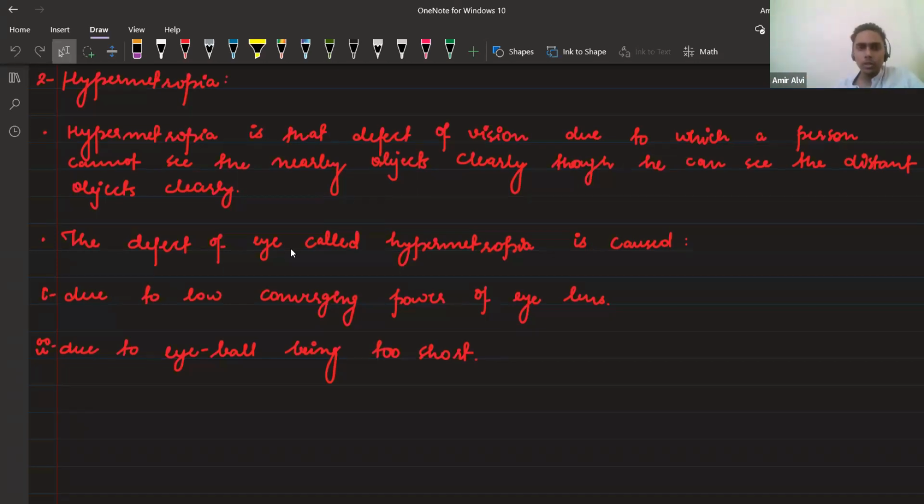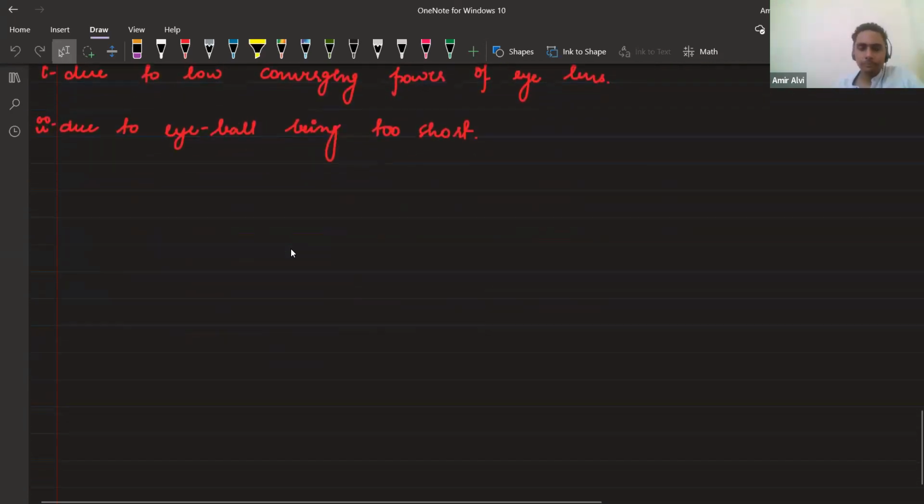So let's draw the ray diagrams. Similarly to myopia, 3 ray diagrams are required to correct it. So first of all, we will write down.